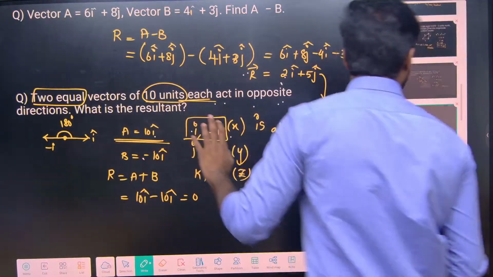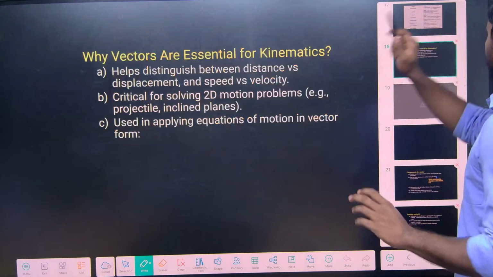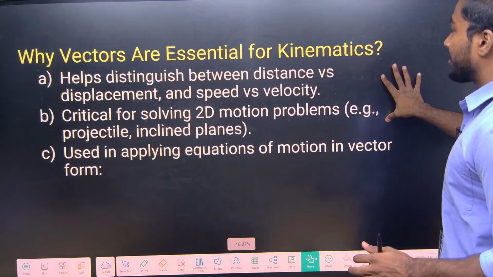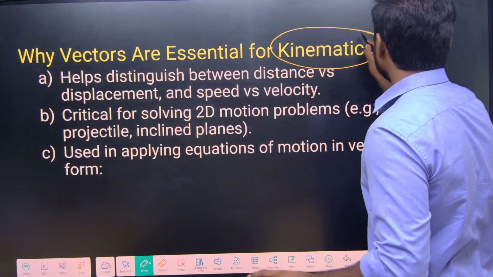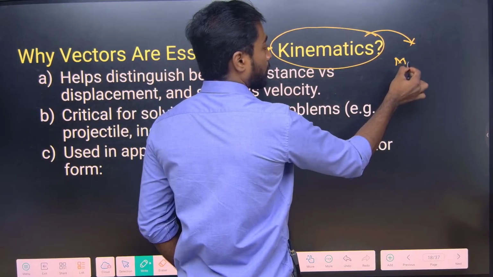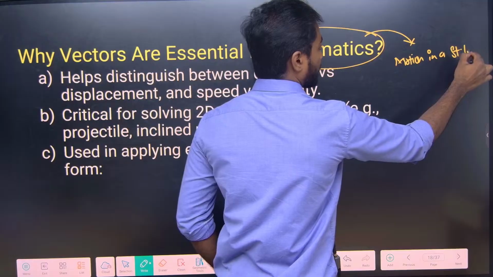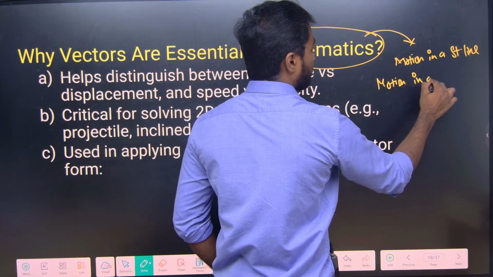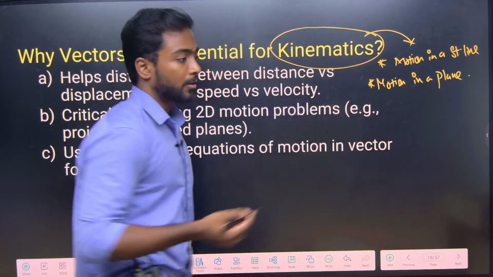Okay, we'll see the next one. Let's see where vectors are used. Why are vectors essential for kinematics? Kinematics is the chapter we are going to concentrate on in class 11th: motion in a straight line and motion in a plane. These are the two things we call kinematics.